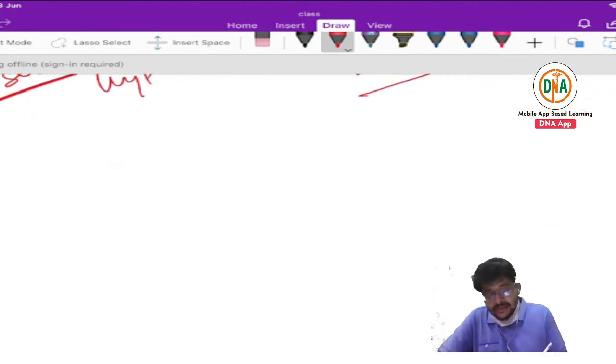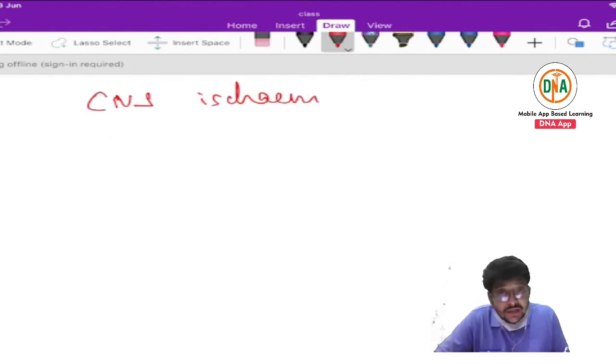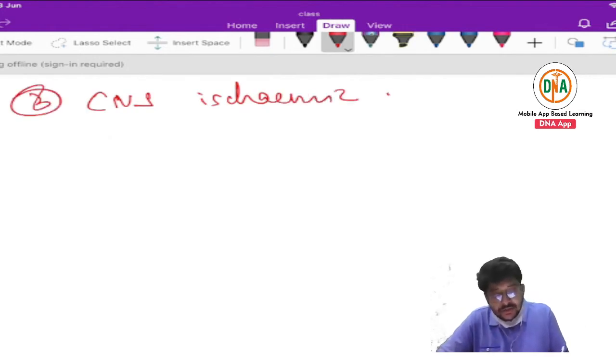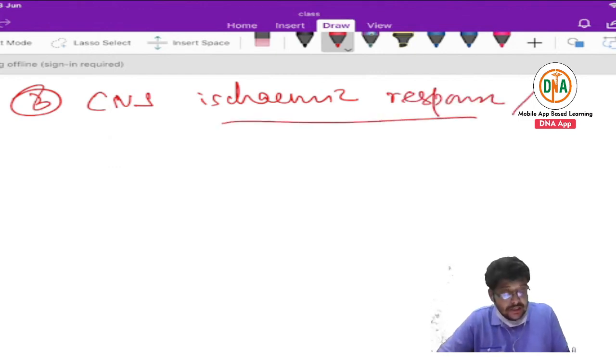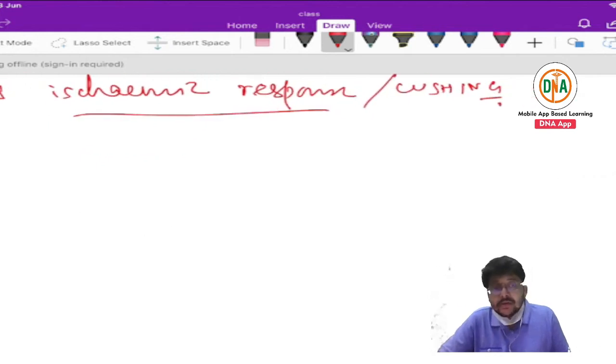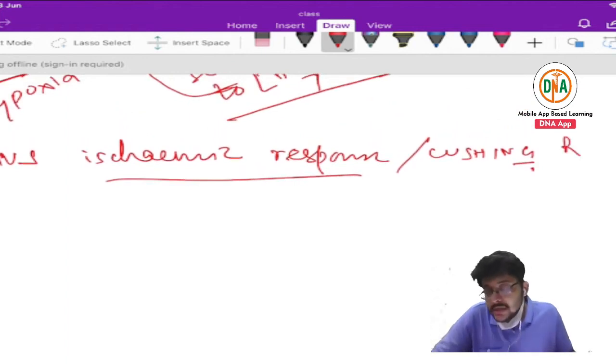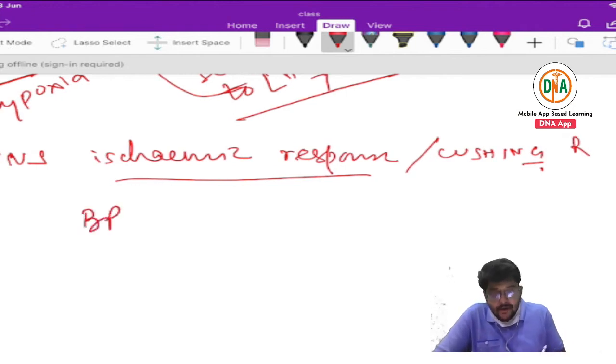And the next part is the CNS ischemic reflex. This is a short term mechanism, point number 3, the CNS ischemic response or CNS ischemic reflex. This is also known as the Cushing reflex. Now I think you can see, yeah, Cushing reflex. So what happens? Suppose there is increased BP or increased intracranial pressure.